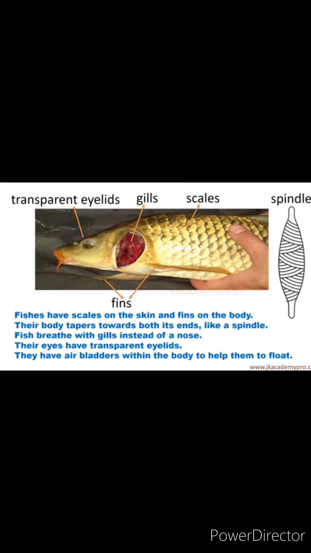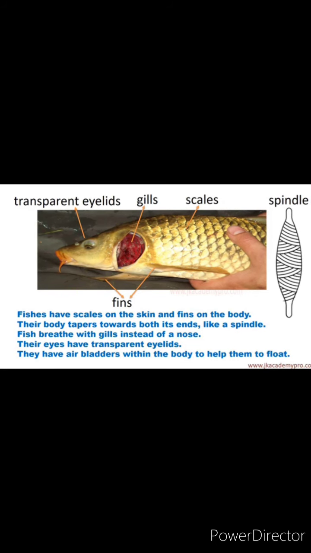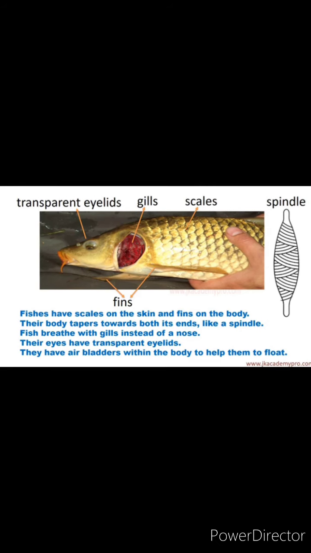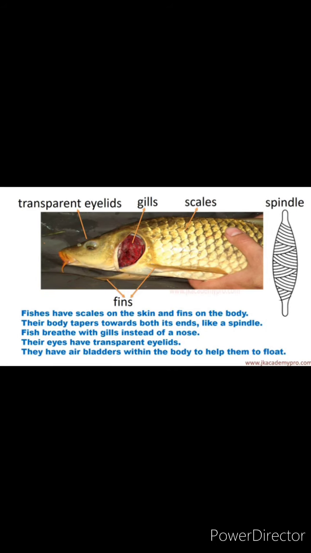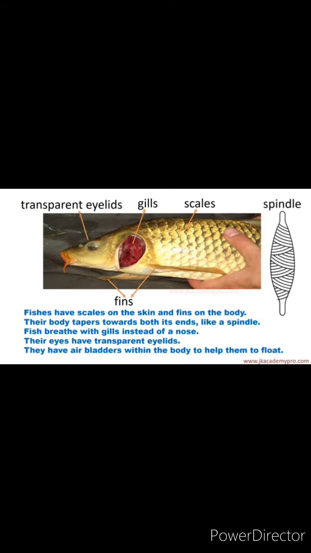Now here one picture of that spindle is shown. Fish breathe with gills instead of the nose. Gills help them to breathe in the water. Their eyes have transparent eyelids. Transparent eyelids help them to see very clearly under water. They have air bladders within the body which help them to float. Air bladders means air sacs, and with these air sacs they can float in the water.